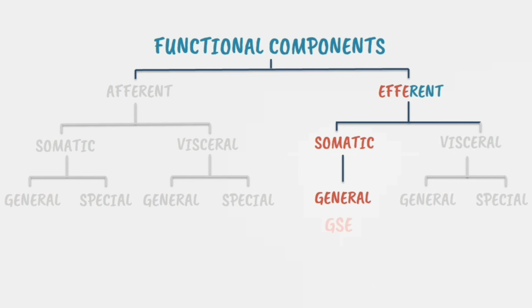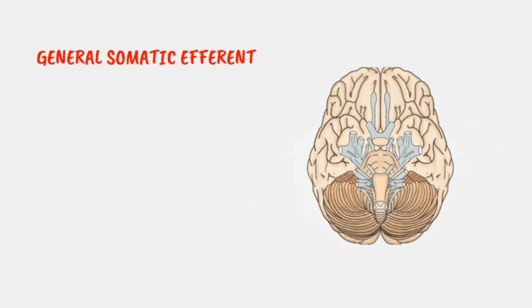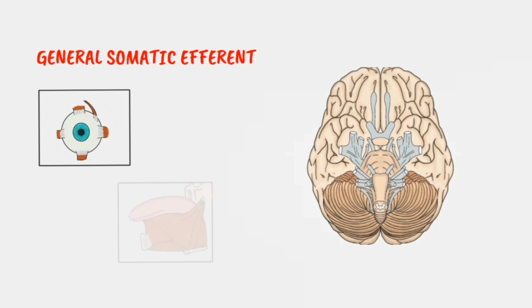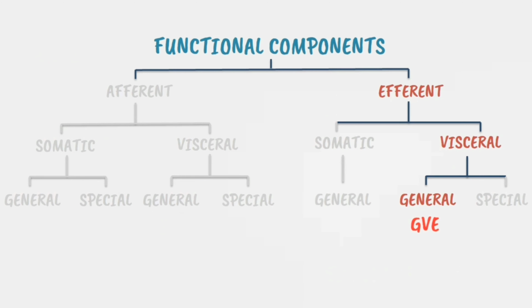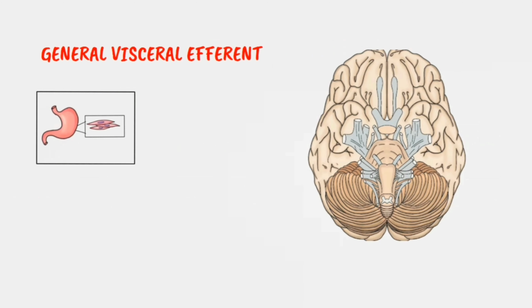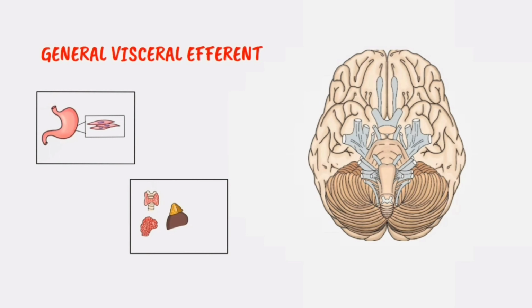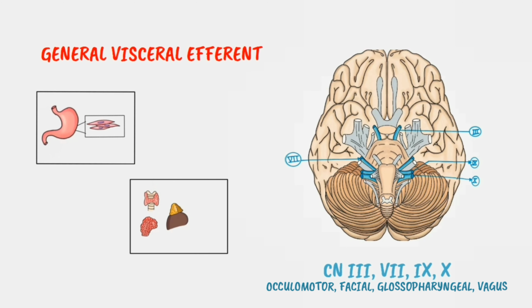General somatic efferent carry information related to skeletal muscles like extraocular and tongue muscles. Cranial nerves associated are 3, 4, 6, and 12. General visceral efferent innervate involuntary smooth muscles and glands via the parasympathetic fibers. Cranial nerves associated are 3, 7, 9, and 10.